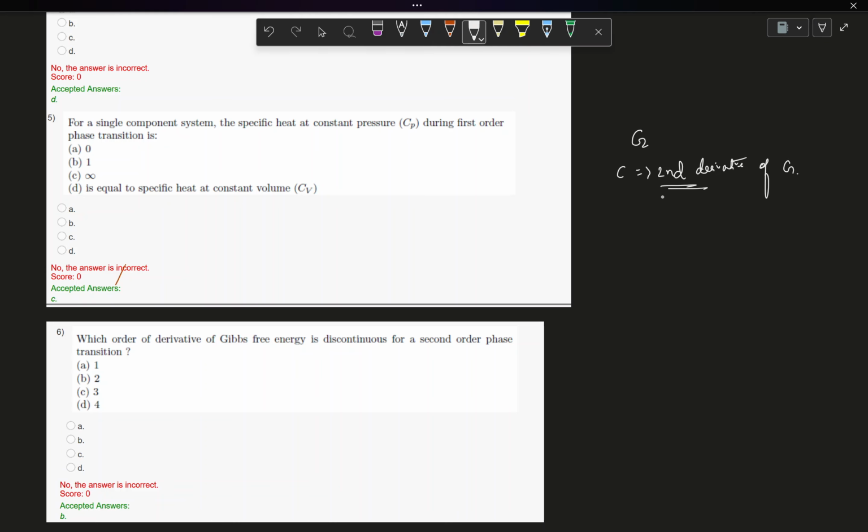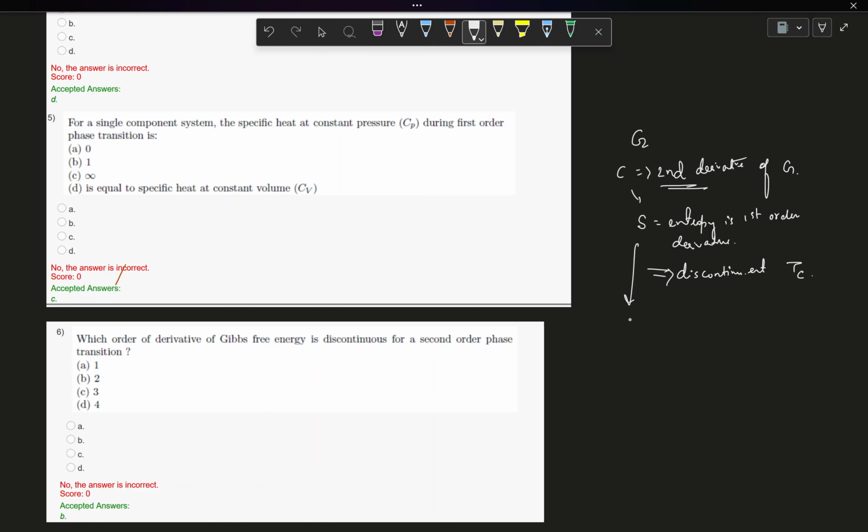So if this is the second derivative, then for a first order phase transition this will not be continuous, but the first order derivative is continuous. So that is the entropy. Entropy is the first order derivative, and this is discontinuous or disjoint at the phase transition point temperature Tc.